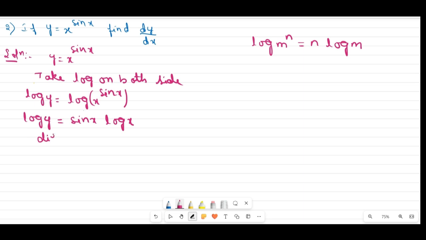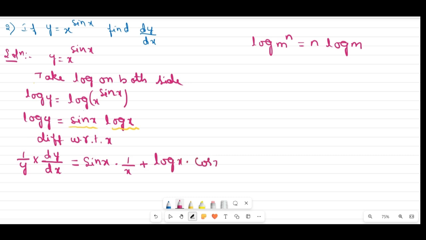Now I will differentiate this with respect to x. Log y, derivative is 1 by y, and y derivative is dy by dx. Observe this properly. On the left hand side, these are the same steps we did for the previous problem also. Log y, always the derivative is 1 by y into dy by dx. Now, this is a product of two functions. Sin x is one function, log x is another function. We must apply the product rule. So sin x into derivative of log x, which is 1 by x, plus log x, the second function, into derivative of sin x, which is cos x.